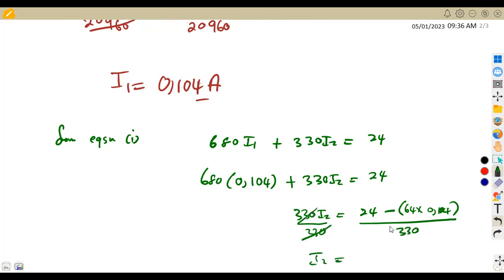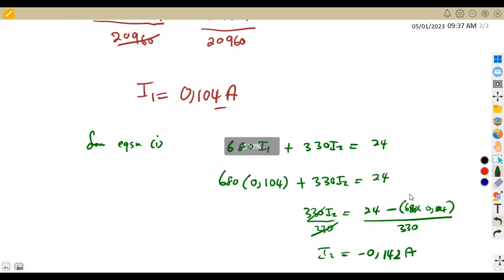So from this part, if we divide everything properly, 24 minus 64, where am I having this? It's 680. Where am I getting the 64? This is 680 times 0.104. All right, so if we are to do this, this is going to give us negative 0.142 if you round off to 3 decimal places. This is what you're going to have in this case.